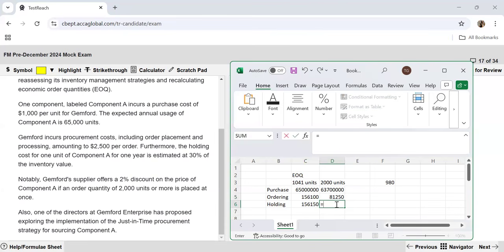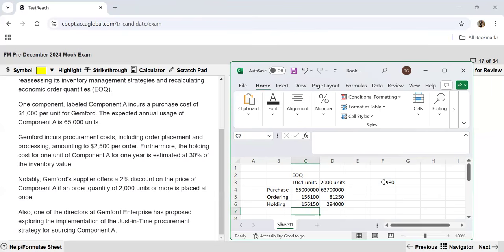Now let's do the same thing for the 2000 units case. If I'm ordering 2000 at once, my average inventory will be 2000 divided by 2. And this needs to be multiplied by 30% of my purchase price. We have already worked out that in this scenario, my purchase price will be 980. 30% of 980 will be my storage cost per unit. So I'm multiplying it per unit by the total number of average units that I hold in my inventory.